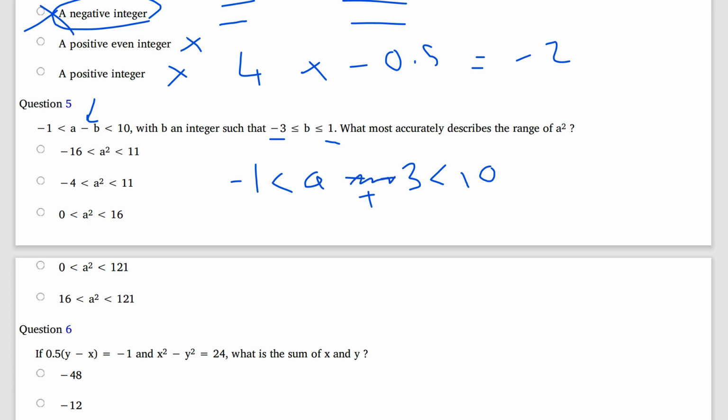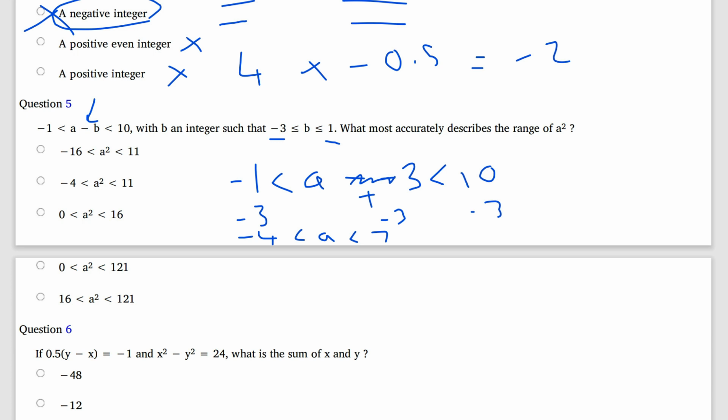How do we get rid of that +3 in the middle? We take away 3 from all three parts of the inequality. We take away 3 from the left, from the middle, and from the end, giving us -4 is less than a, which is less than 7. So a is between those two.